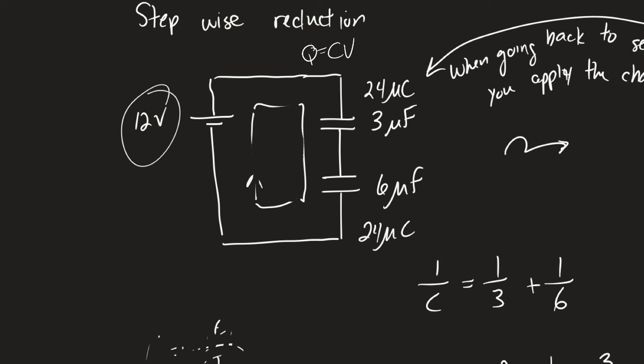So I have 24 microcoulombs, 3 microfarads. Should be a pretty straightforward way to figure out how much voltage is across this capacitor. 24 divided by 3, 8 volts. Go to the next one. I have 24 microcoulombs. I have 6 microfarads. 24 divided by 6, 4 volts.